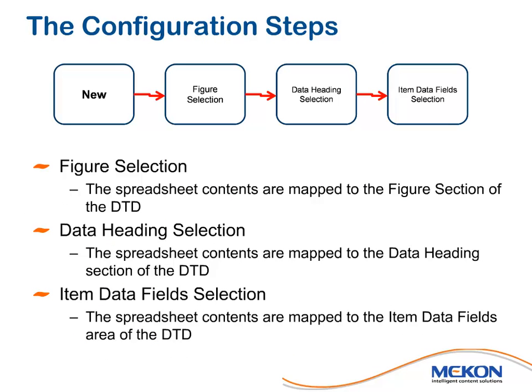From this graphic you can see that there really are 3 main steps in the configuration process. The first step is where we locate the figure information in the spreadsheet. The next one, we select the data heading section. This is the part which names the columns for the actual IPL data later on in the spreadsheet. And the third step is to locate the start of the data fields in the spreadsheet. Once you've done that, then you can start using the application.